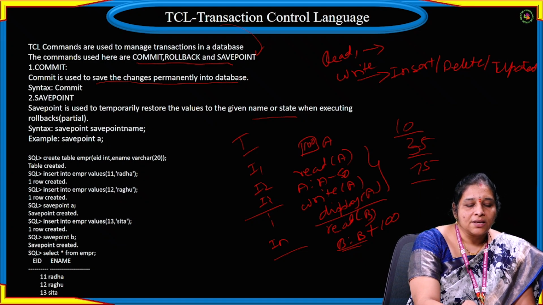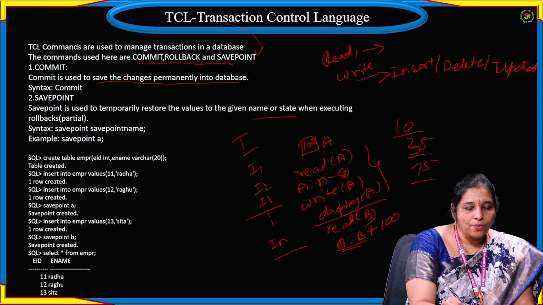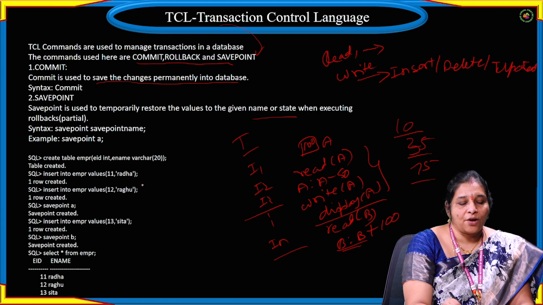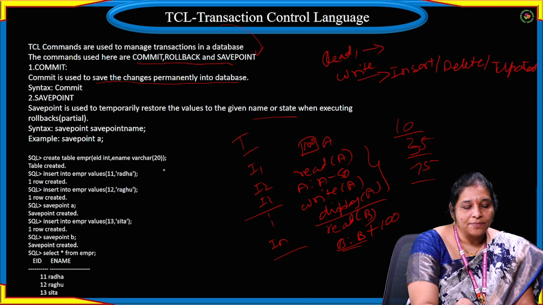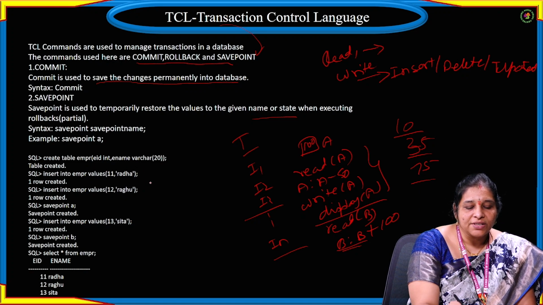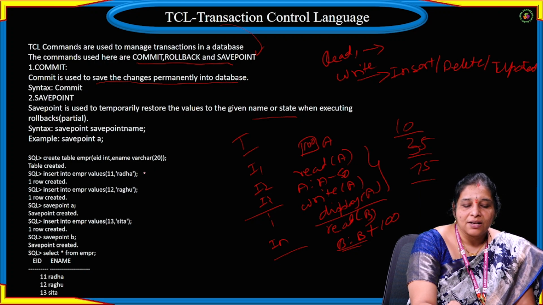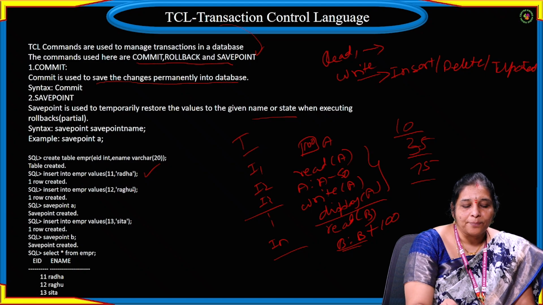The next one, I will try to show you how we are going to create these savepoints. So create table, the table name is employee R, with the fields EID, ename. Once I created it, I have inserted a few rows. So insert into employee R values 11, Radha. Insert into employee R values 12, Raghu.